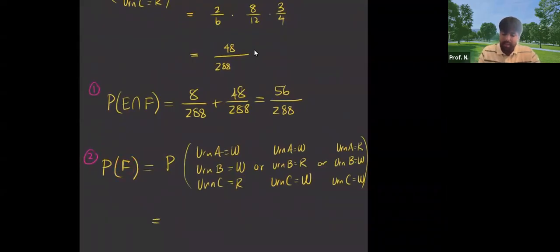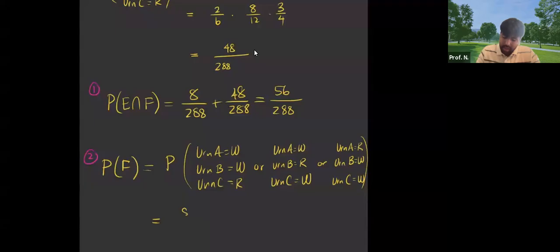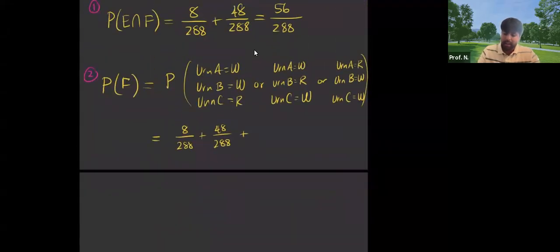And what's nice about this is I already calculated these two probabilities. I already did that. So this would be 8 over 288 plus 48 over 288. I already know what that is. All I need to really figure out is this last one. What's the probability that urn A is red, urn B is white, and urn C is white? Can anybody tell me what that would be?